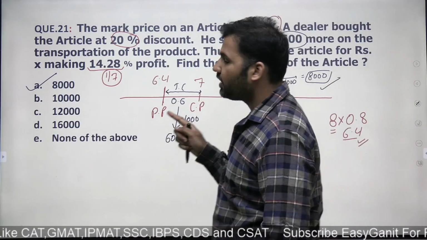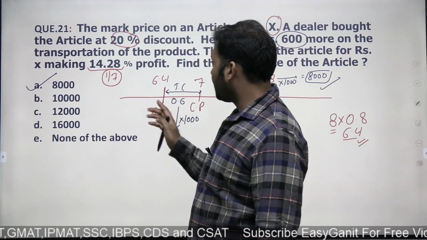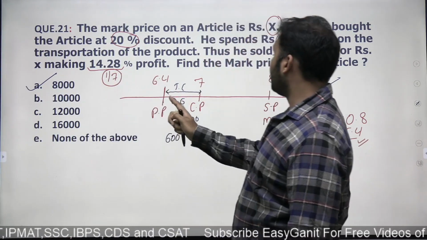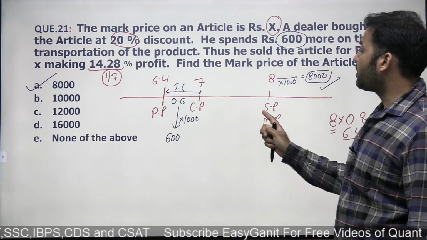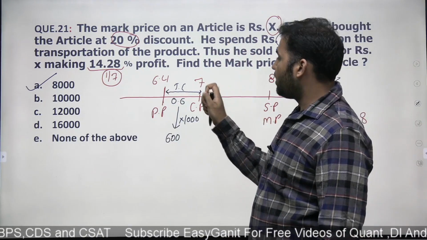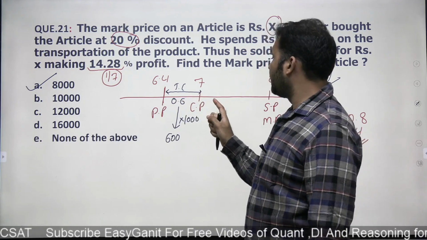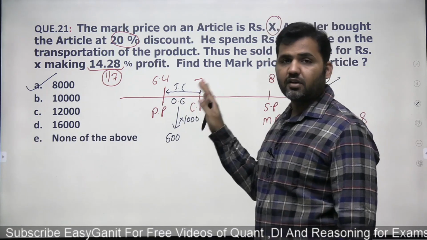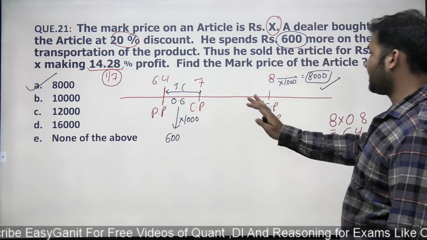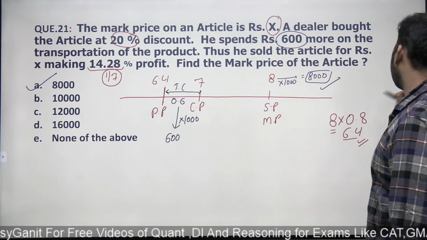I'm not assuming any variable X or something. I'm simply solving this question on the price line. And also, the price line is helping me out in finding where the values will lie, depending upon whether the product is being sold at a profit or at a loss. Right? So, this is the best method of solving these types of questions.